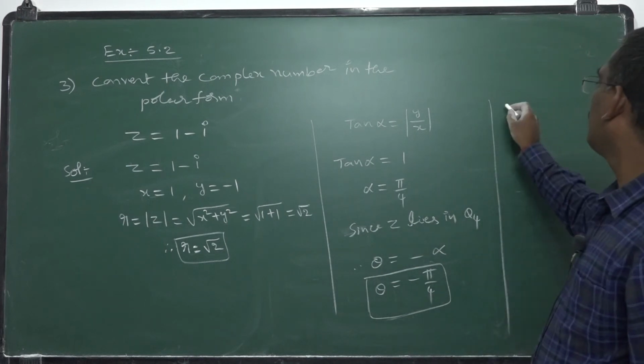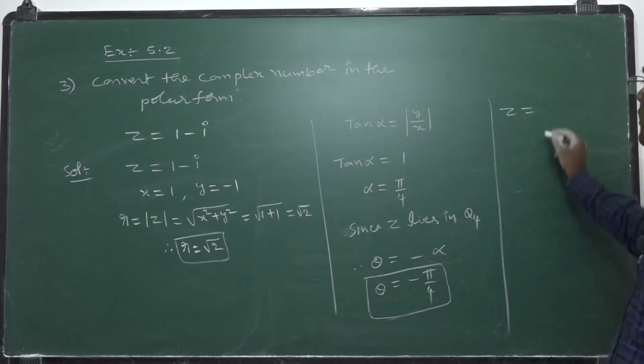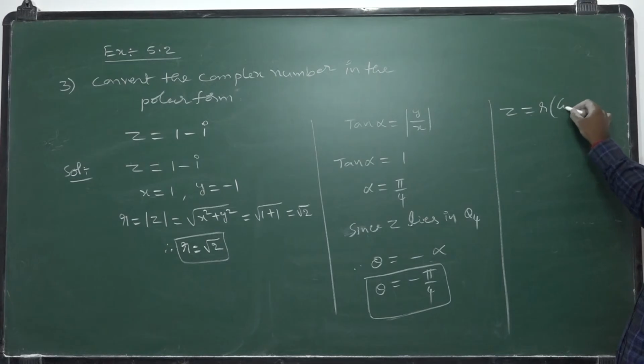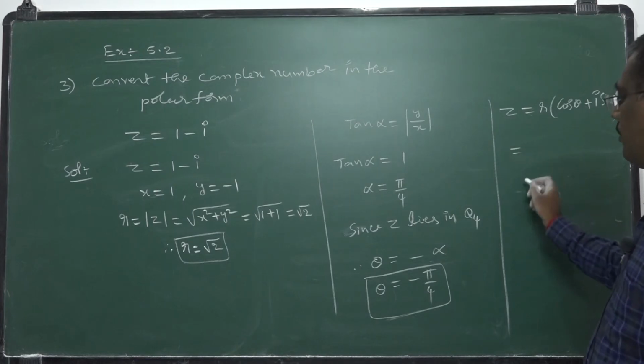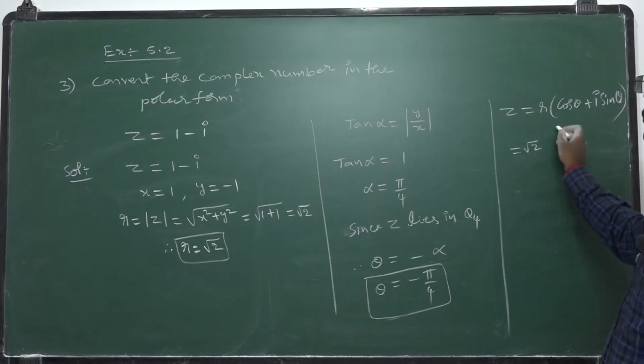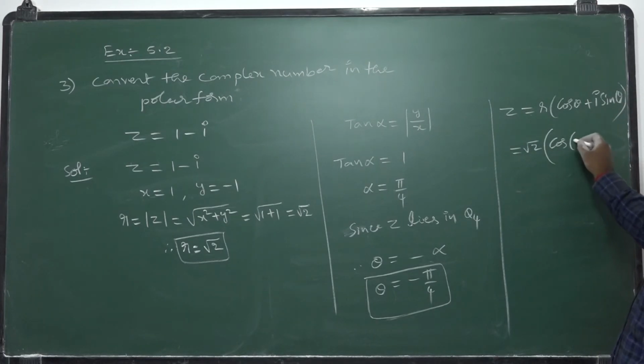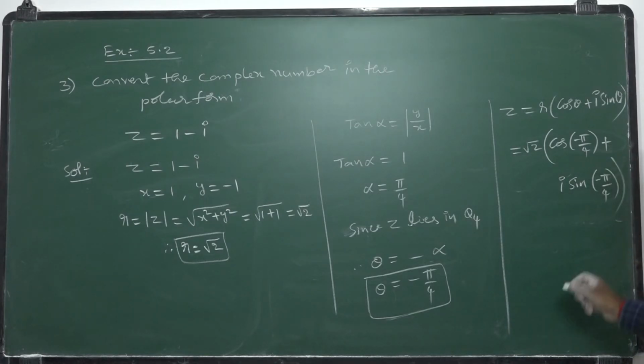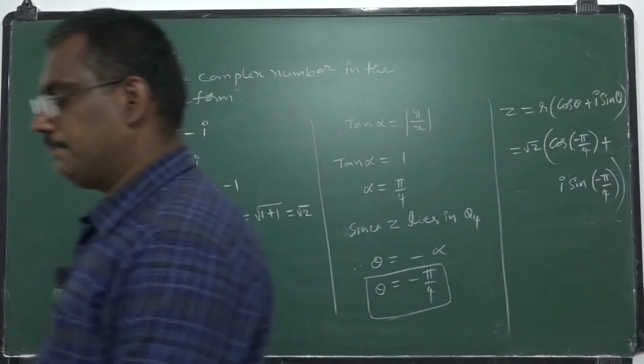Now the given complex number can be written as r of cos theta plus i sin theta. So this is the polar form of a complex number. So that is equal to root 2 into cos of minus pi by 4 plus i sin minus pi by 4. So this is the polar form of the complex number 1 minus i.